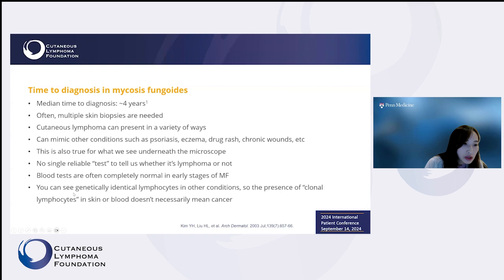And unfortunately, blood tests are often completely normal in early stages of mycosis fungoides. And you can also see genetically identical lymphocytes in other conditions. So while I said that if you see genetically identical lymphocytes, this can be suggestive of cutaneous lymphoma, this doesn't always mean that it is lymphoma. Even if you have clonal lymphocytes, sometimes you can see that in other conditions like eczema or psoriasis. So it doesn't necessarily mean cancer.